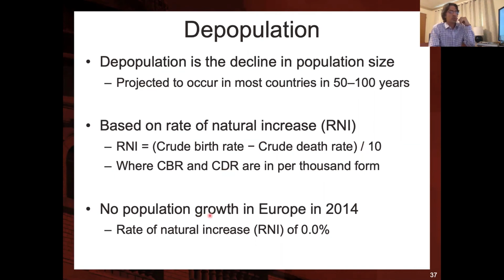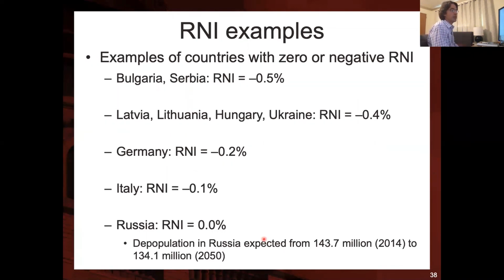There was already no population growth in Europe in 2014, so the rate of natural increase equals 0%. And some countries already have zero or negative rates of natural increase, such as Bulgaria and Serbia, minus 0.5%. Latvia, Lithuania, Hungary, Ukraine, minus 0.4%. Germany, Italy, and Russia right now are still not negative, but projections for the Russian population, exactly because fertility has been declining, are that it is expected to decrease from 143 million in 2014 to 134 million in 2050.